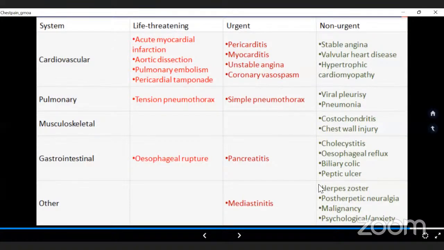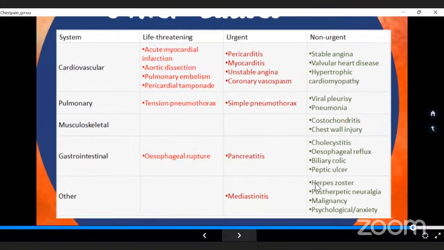Very common. And then it can be due to malignancy. At last, after excluding everything, you can say this patient may be coming with a possible psychological or anxiety-related presentation. But you don't do it on presentation at once.